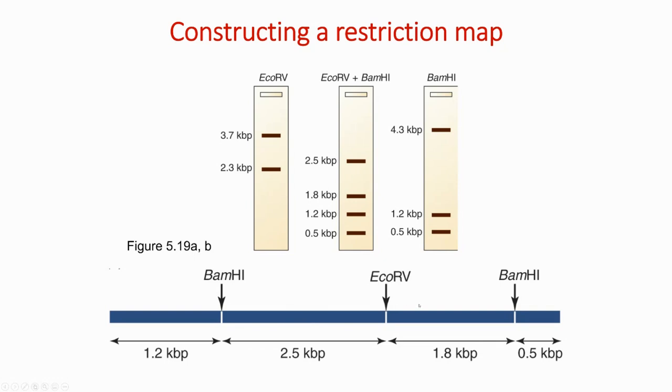And then meanwhile, you look at the other side. 2.3 is a combination of 1.8 and 0.5, right? So you know this side you will have 1.8 and 0.5, but you don't know which one will be on the edge here, 0.5 or 1.8. Then you look at the single digestion of BamHI, you see the 0.5. So that means 0.5 will be on the edge here on the right side. Then the 1.8 will be in the middle, all right? And so this is how you construct the restriction mapping, okay?